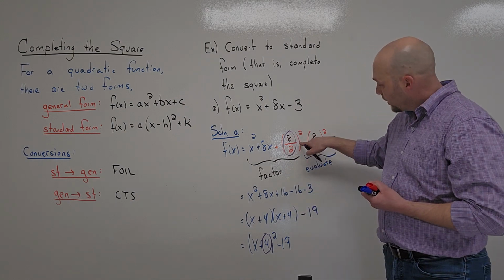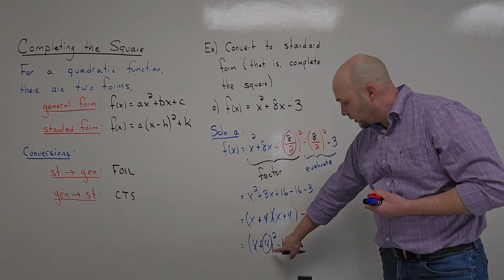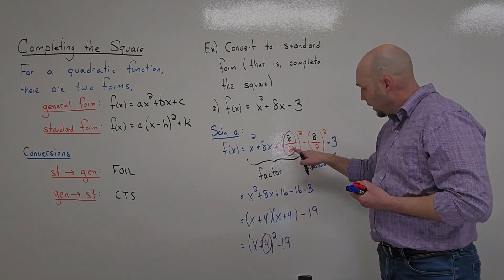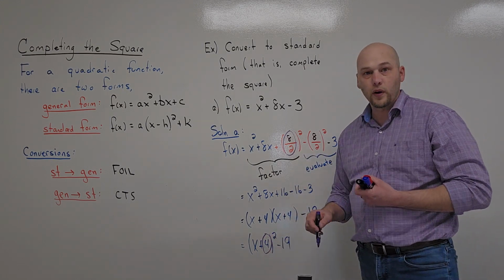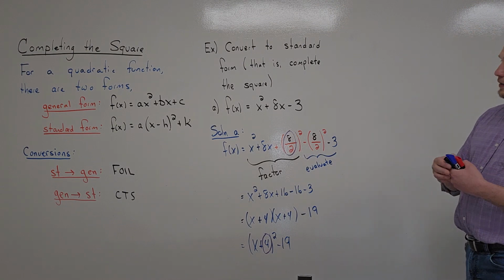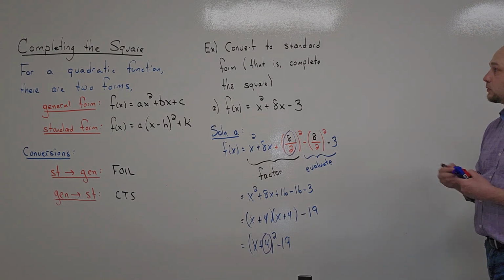So whatever this number is in these parentheses is the number that I'm going to put in these parentheses. 8 over 2 is 4, so I know I'm going to put a 4 there. In the next examples, let's use that shortcut.